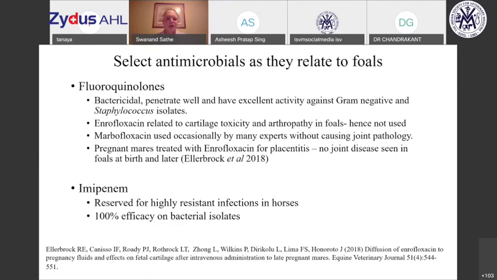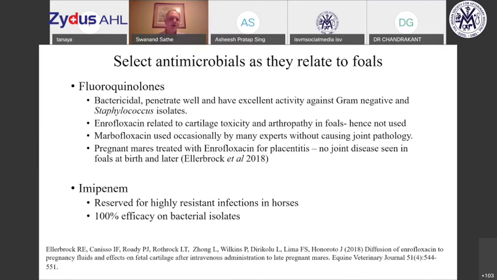I'd like to point out an interesting study that was done out of Illinois in pregnant mares, where they treated pregnant mares with placentitis with enrofloxacin. They found that enrofloxacin achieved a really high concentration in placental fluids, and they found no cartilage damage in the foals that were born to these mares. They radiographed these foals up to 2 years of age, and they found no evidence of cartilage damage due to enrofloxacin that was treated during pregnancy in these foals.